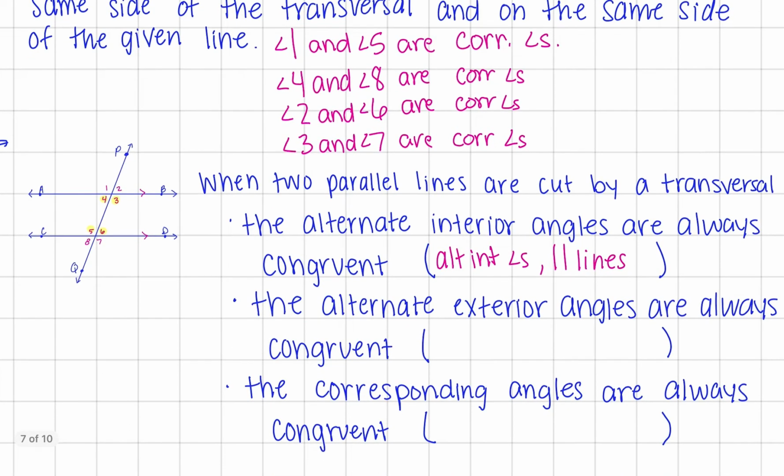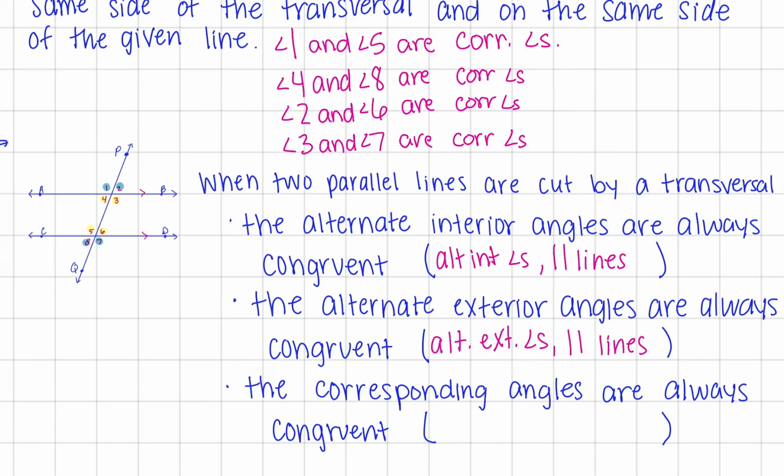Also, the alternate exterior angles are also congruent. So we would say the alt exterior angles of parallel lines. Okay? And so that is 1 and 7 and 2 and 8. Okay? Now, 2 is not congruent to 1. Right? 2 is congruent to 8 and 1 is congruent to 7. Okay?